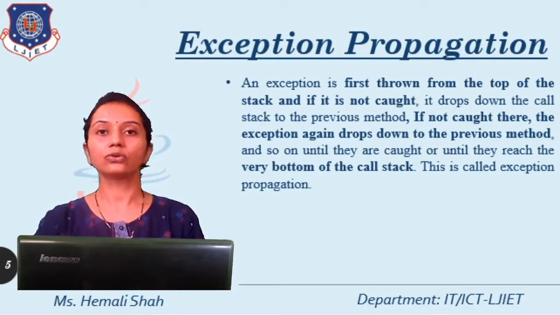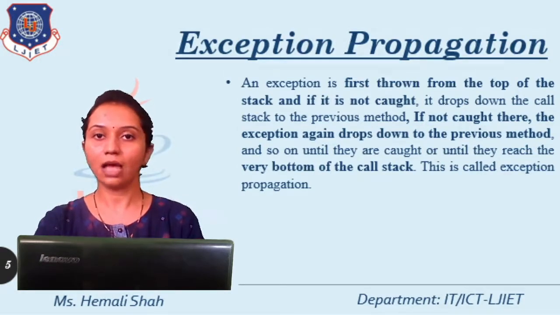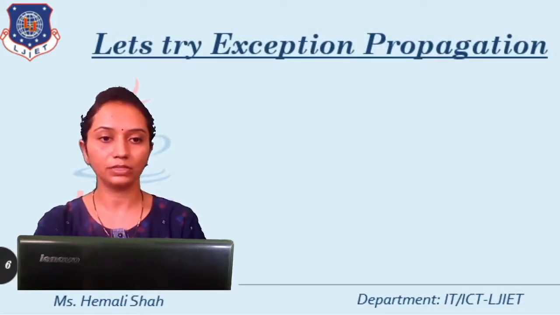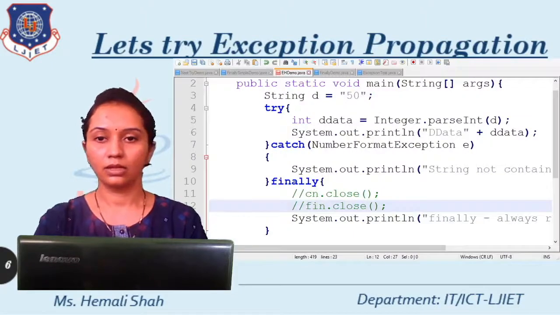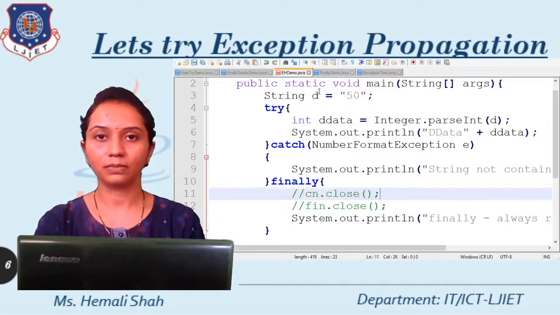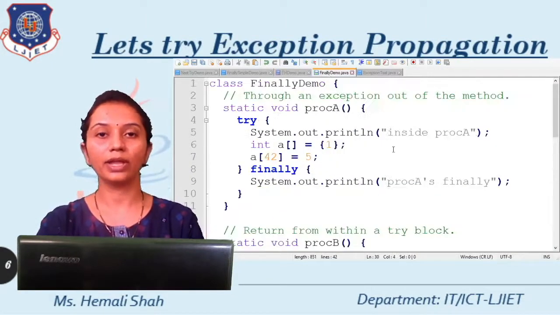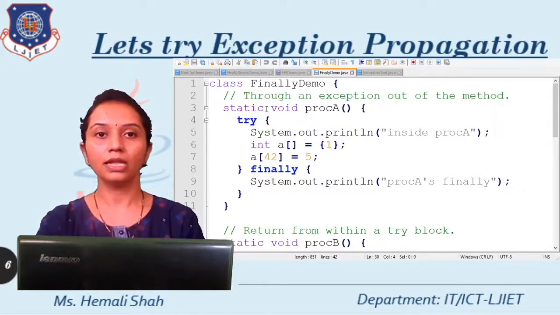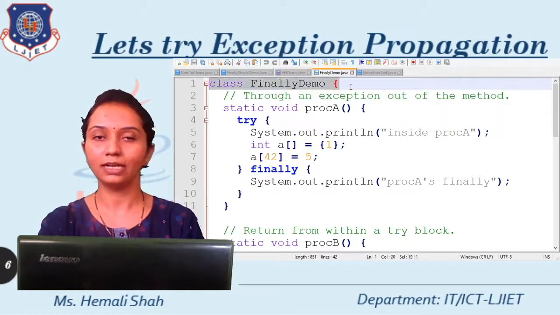This I am going to cover by taking one example. So here let's try an example of this exception propagation mechanism. This is Notepad++, and I am going to cover this by handling the finally execution as well as the error propagation mechanism. In this case, this is the class FinallyDemo.